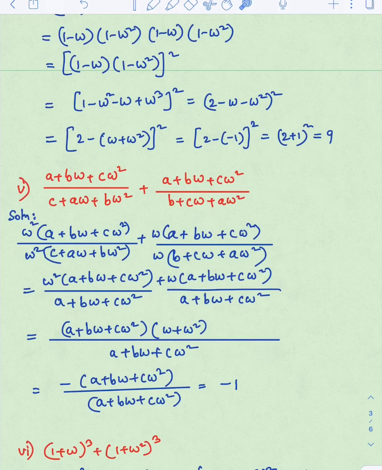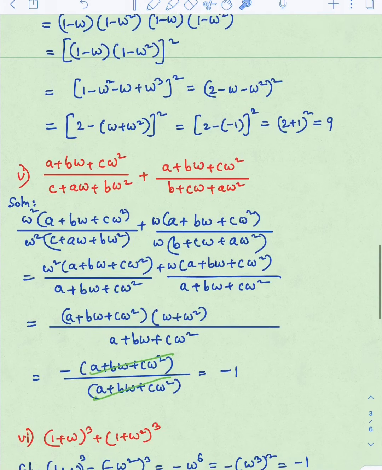Then minus 1 into this much by this much. Here you can cancel because these are the same. So that you get minus 1. You have to remember to multiply and divide by omega square for the first one, and for the second one omega.